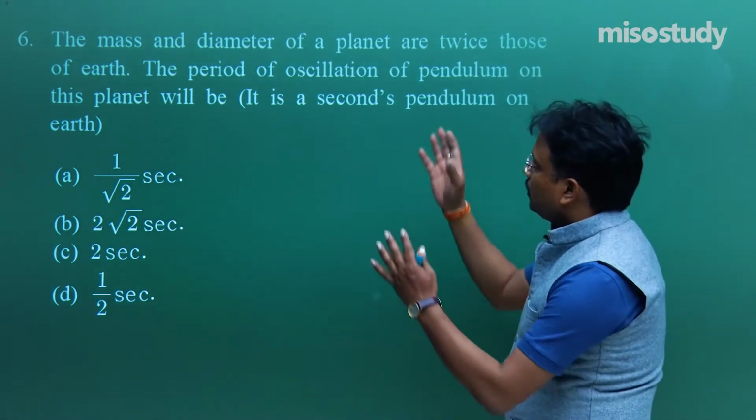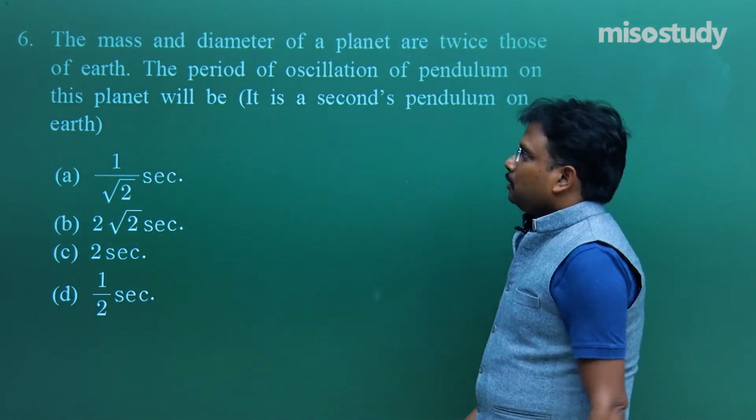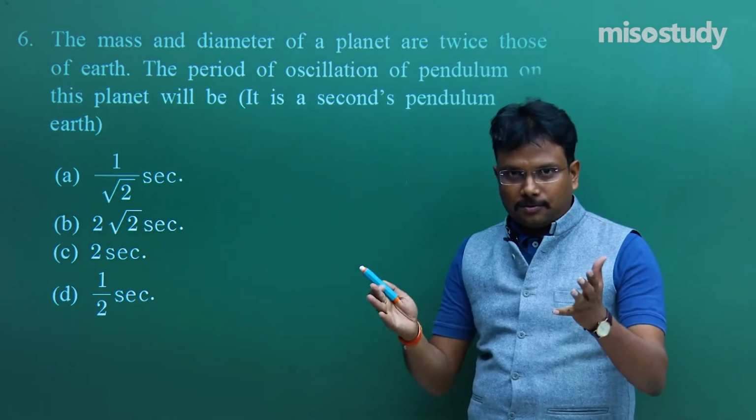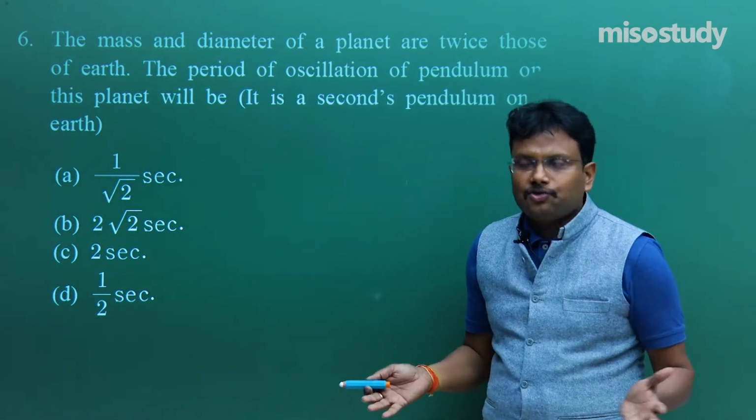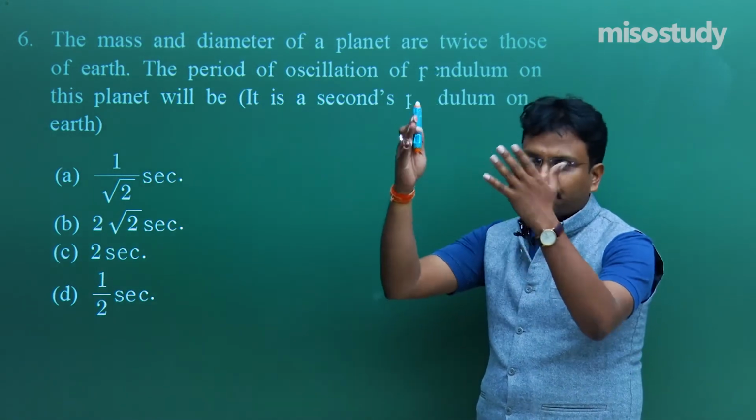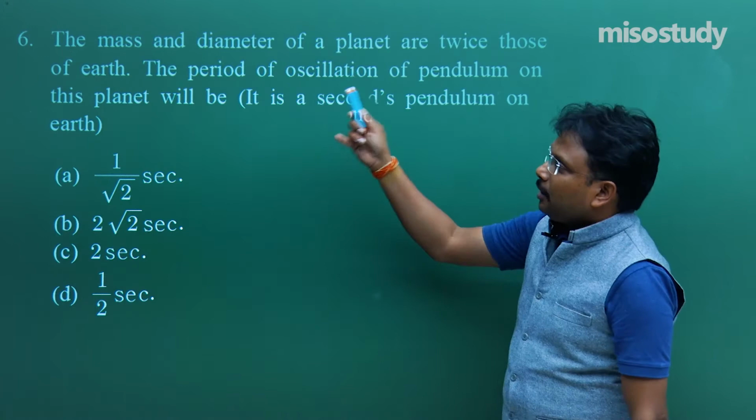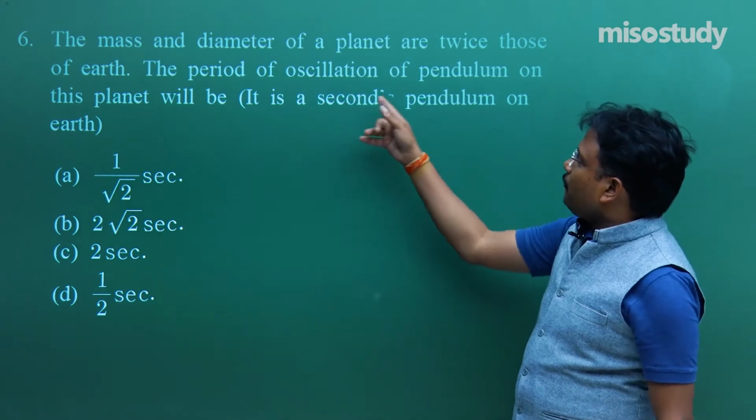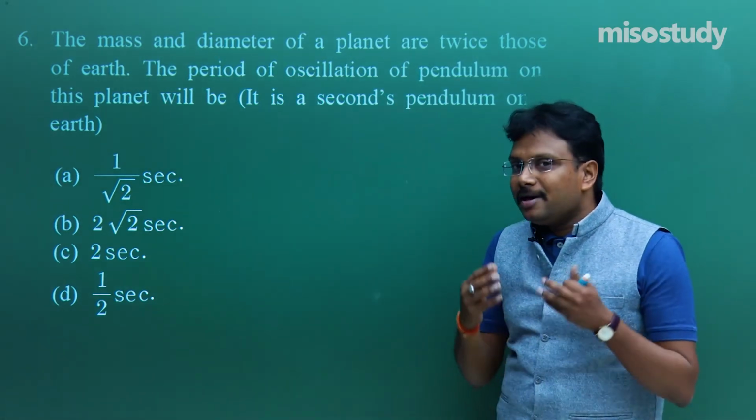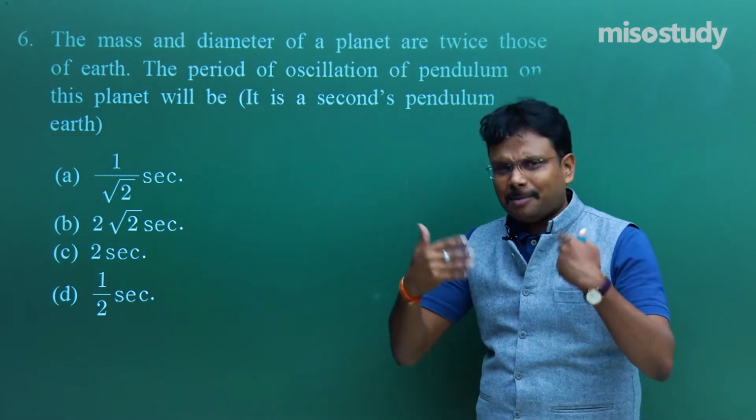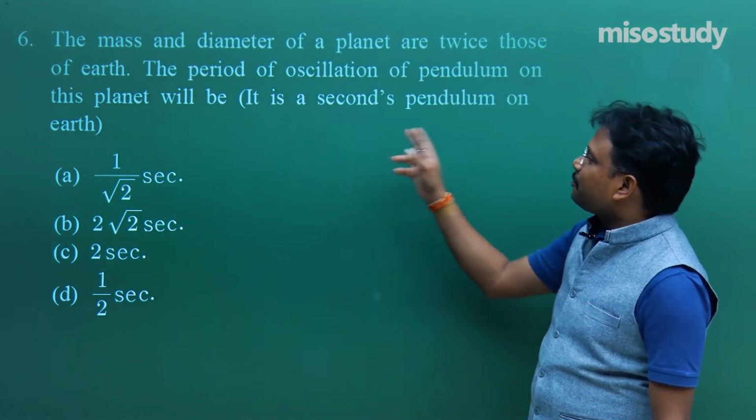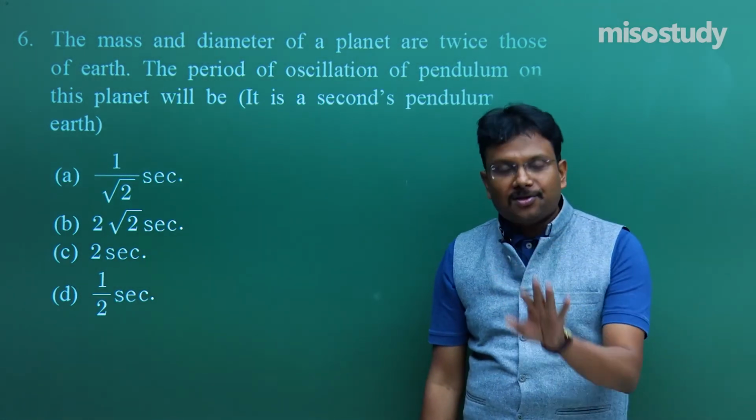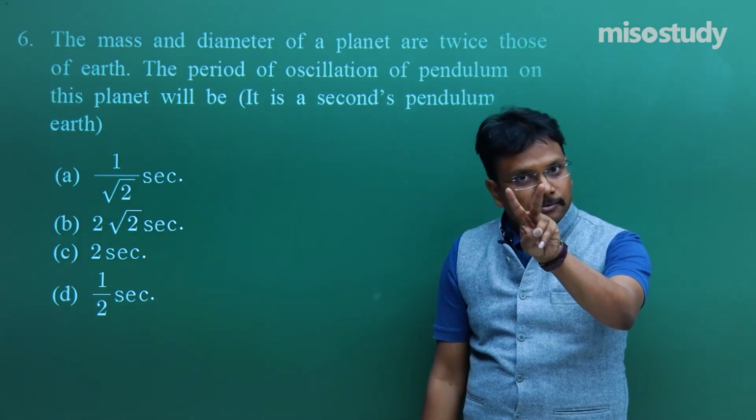First again, let us try to understand the problem. The mass and diameter of a planet are twice those of Earth. Let us imagine we are on the Earth, and another planet is situated somewhere close to our planet, but the mass and diameter of that planet is double that of our Earth. The period of oscillation of a pendulum on this planet will be how different? This is something I am adding because it is a seconds pendulum on Earth. It means the time period is 2 seconds, fine.